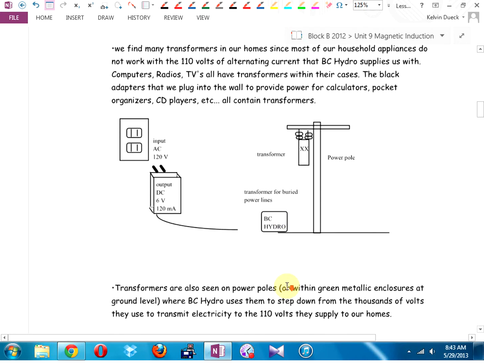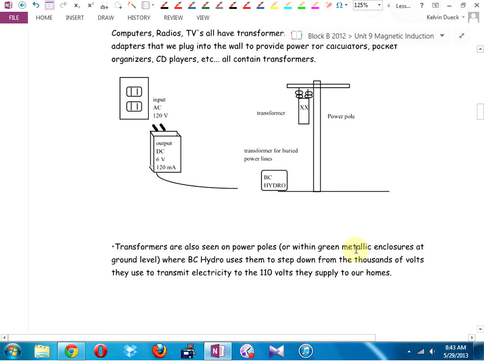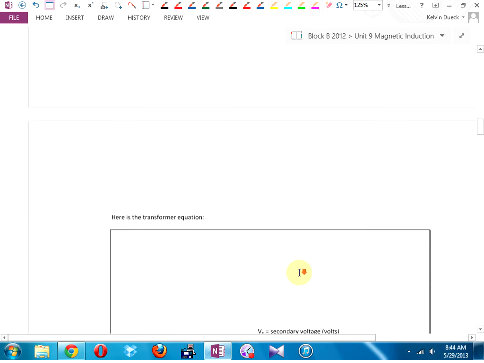Okay. So they're seen on power poles or green metallic enclosures at ground level. BC Hydro uses them to step down from the thousands of volts they use to transmit electricity to the 110 volts they supply your home. By the way, technically I think it's 113.4. Usually we'll round off and call it 110 or 120 because those are nicer numbers to work with. In fact, usually 120, because that means you have a 60 hertz alternating current, which is how those ticker tape timers that you used in Science 10 and Physics 11 kind of work. Turn the page.